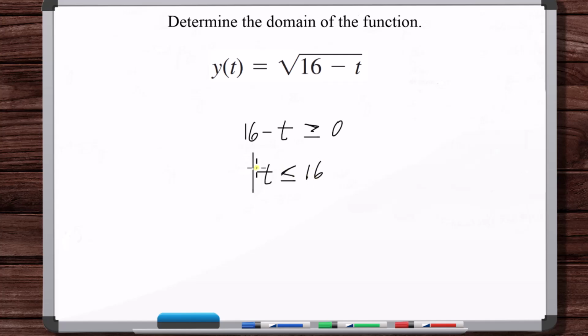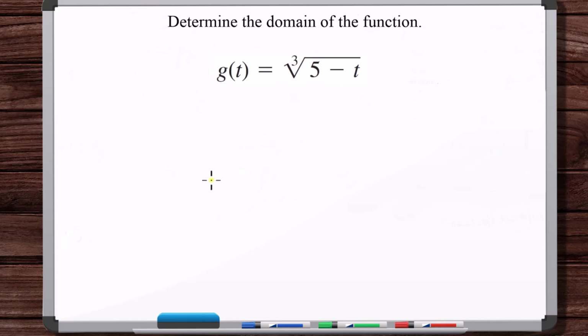T needs to be less than or equal to 16. That's the requirement. That's the acceptable inputs into this function. Okay, you have an odd root radical. There's no denominators. You can input whatever you want. Okay, odd root radical. You can input whatever you want, but there is a denominator here, so the only requirement is that this denominator can't be equal to 0.